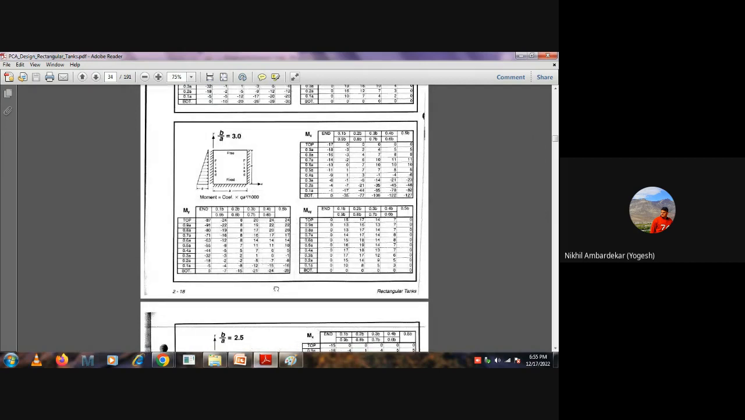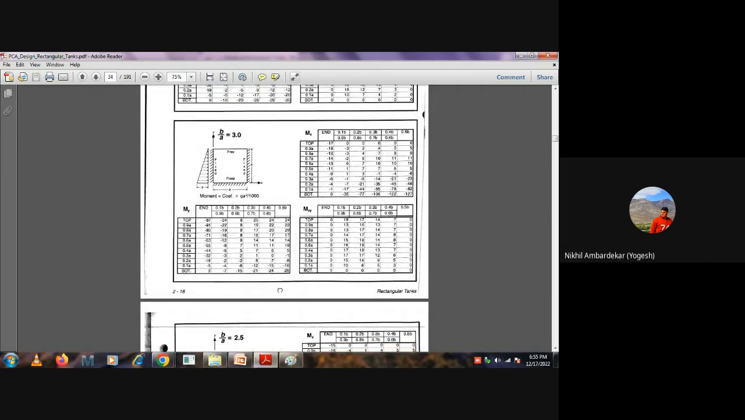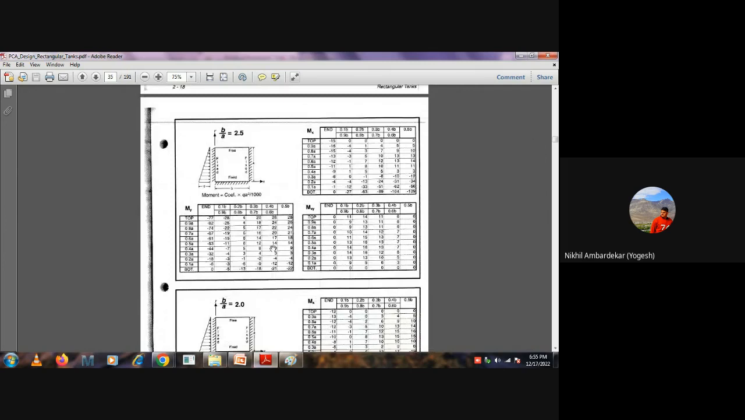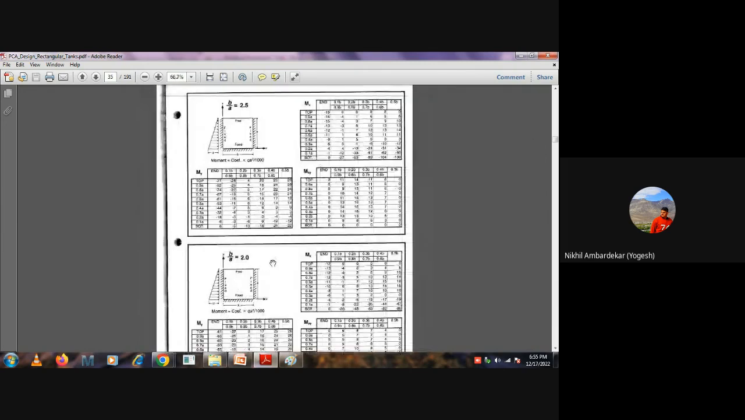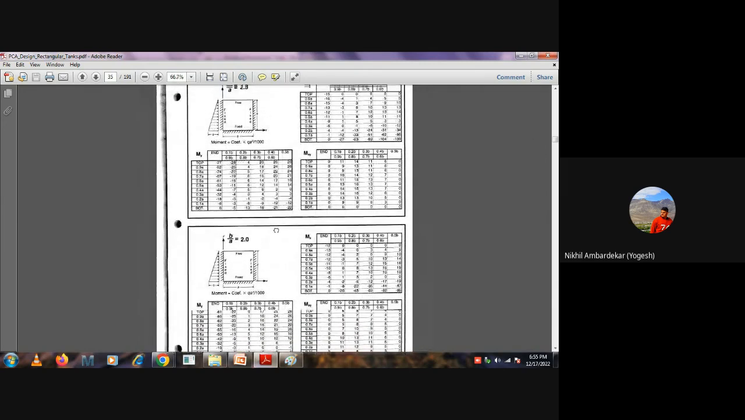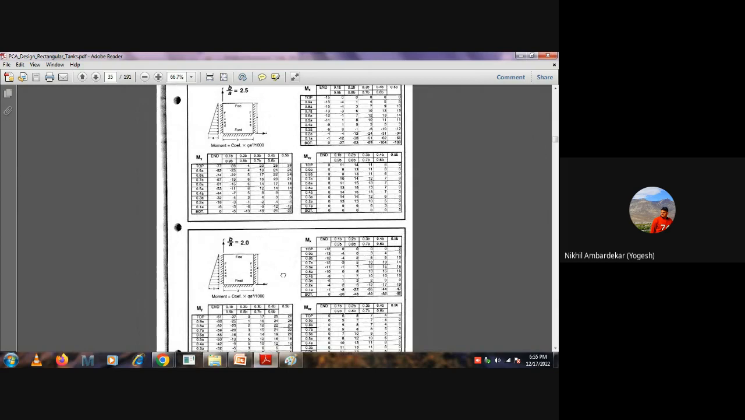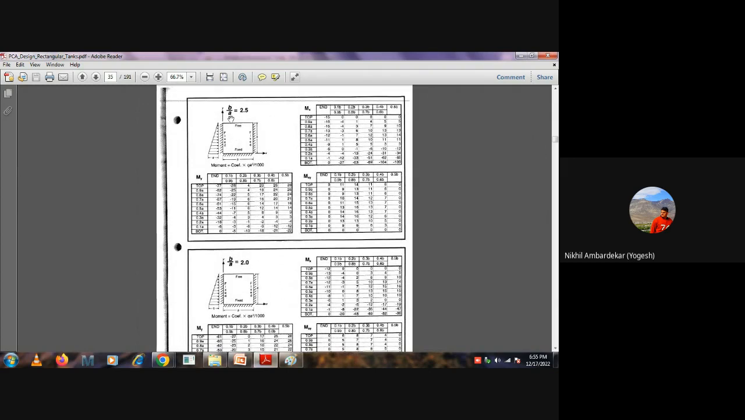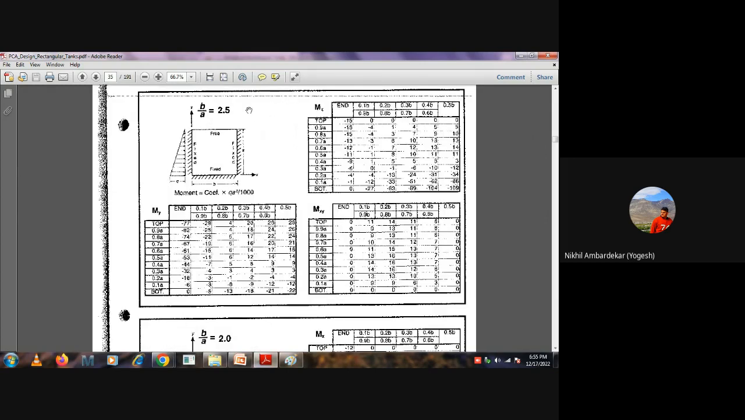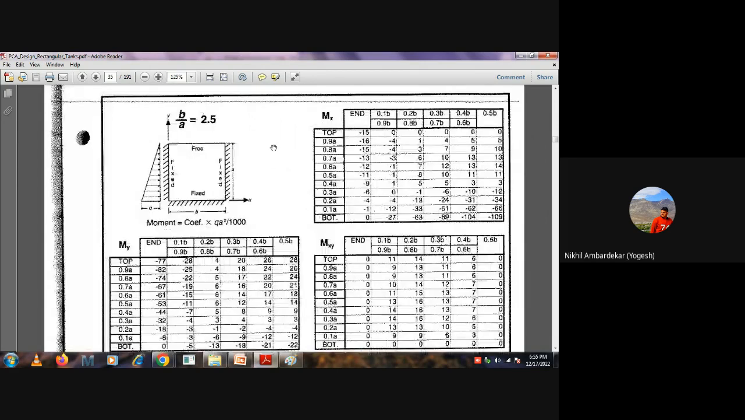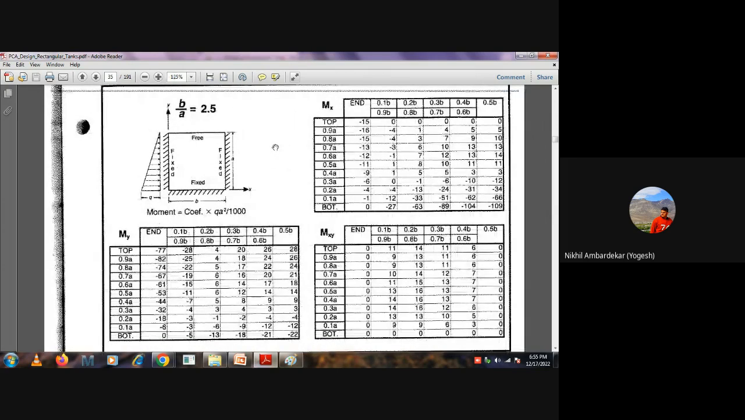Page number 18. Yes, sir, page number 19. Is it visible for you? B by A is equal to 2.5. Okay. Is it visible? Yes, sir.